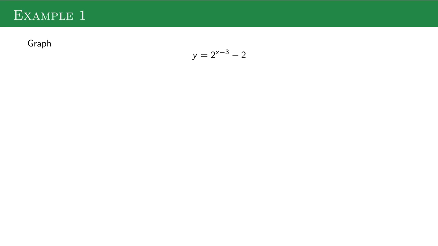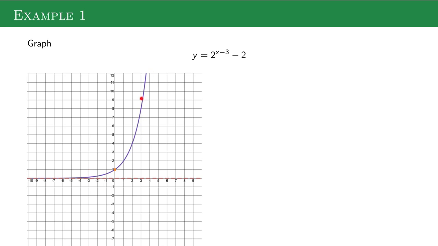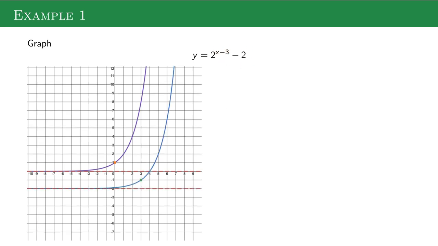As an example, we're going to graph y equals 2 to the x minus 3, minus 2. This is a transformation, but if we ignore this minus 3 and this minus 2, we're just looking at 2 to the x, and we just saw how to graph that. This is 2 to the x, which has that point 0, 1, and has my horizontal asymptote at that dotted line. Then this minus 3 and minus 2 is going to shift everything right 3 and down 2.